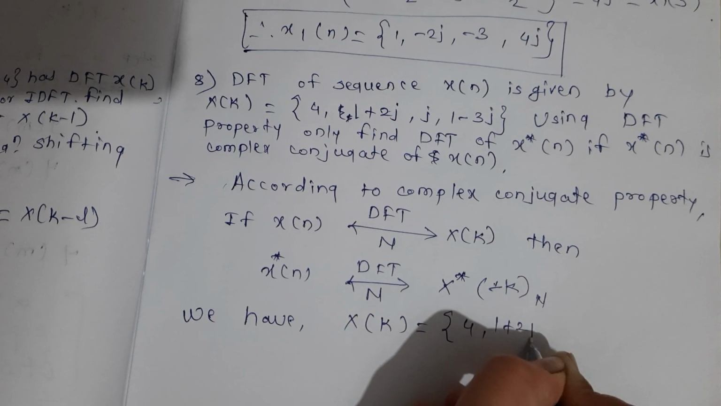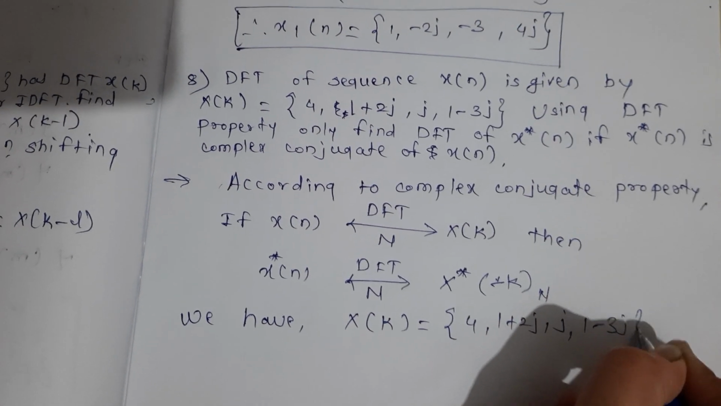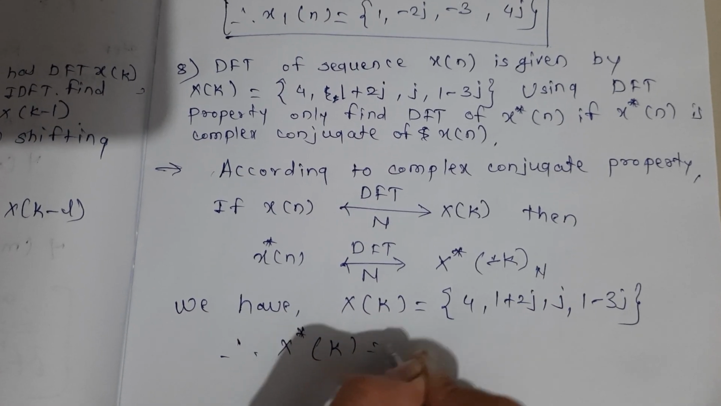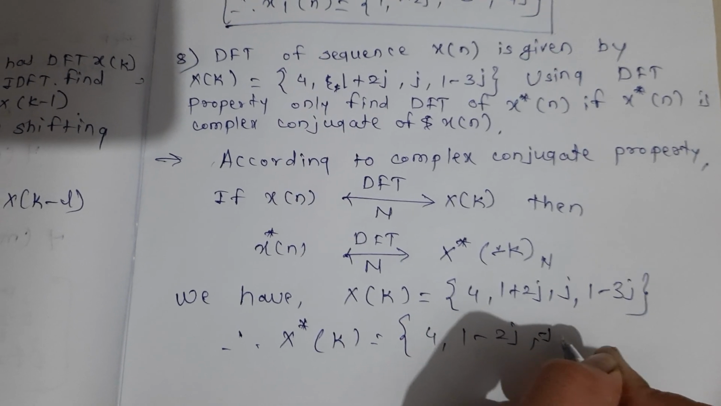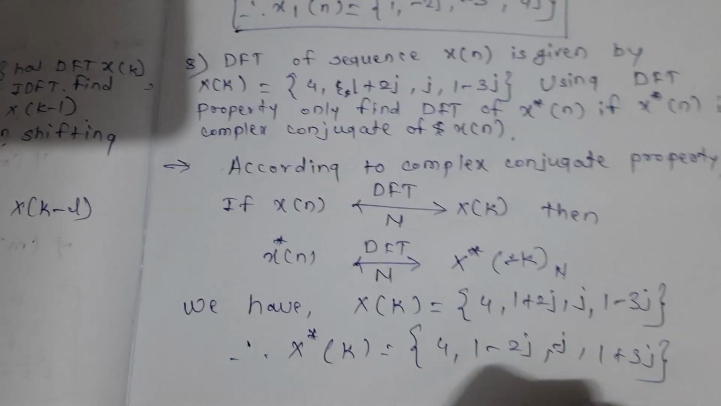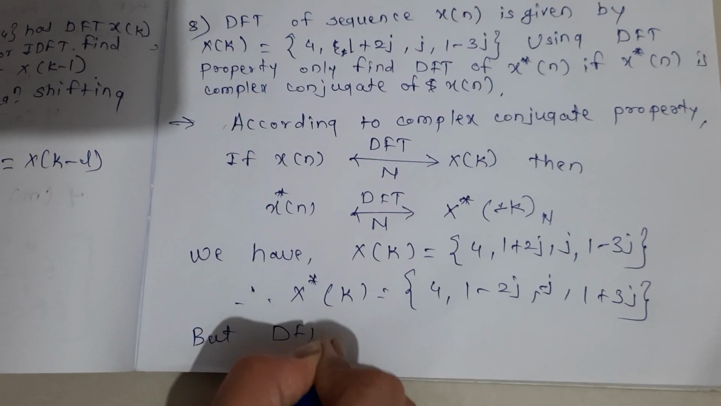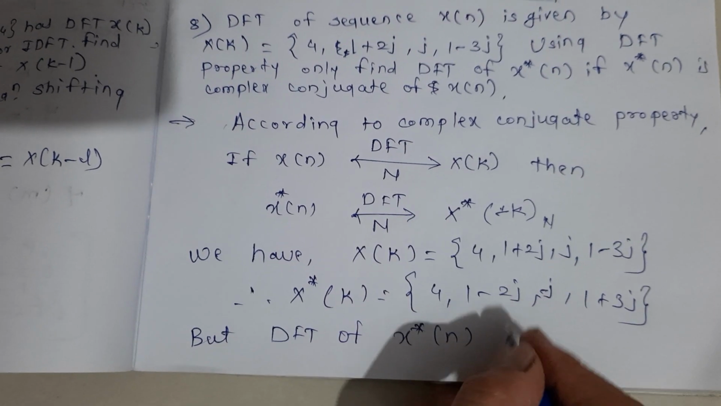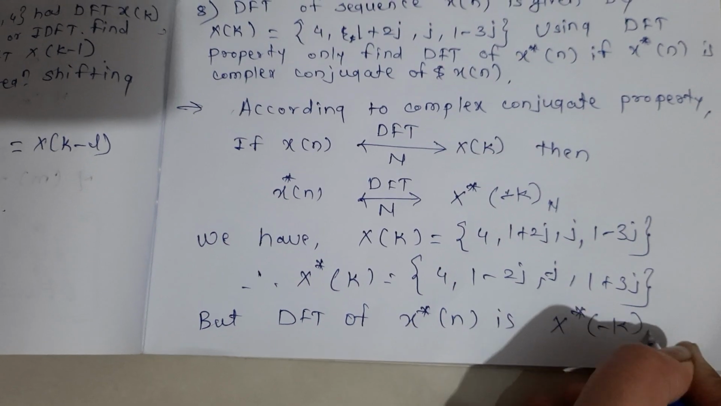4, 1 plus 2j, j, 1 minus 3j. This is the given sequence, so we can write the conjugate of X(k) is equal to 4, 1 minus 2j, minus j, 1 plus 3j. But we have to write here, the DFT of this complex conjugate is X conjugate of minus k of N.